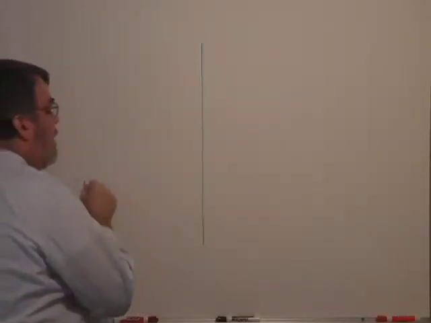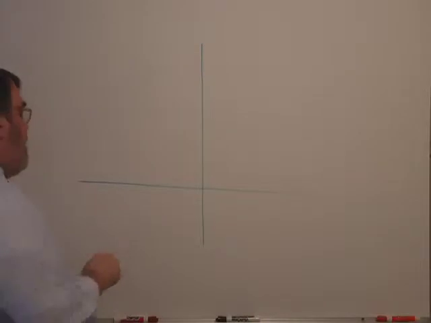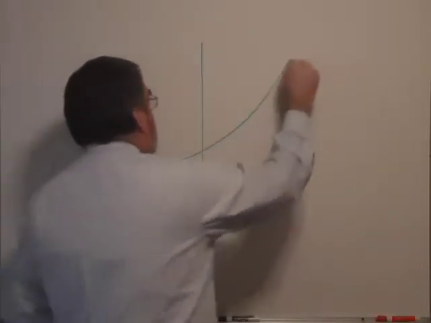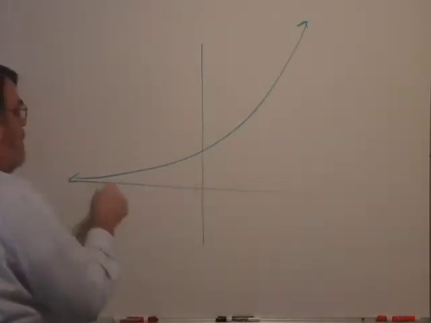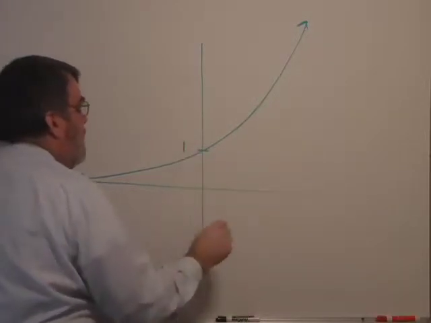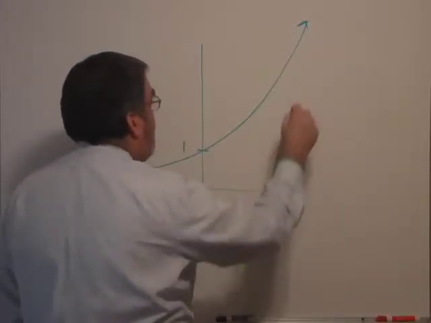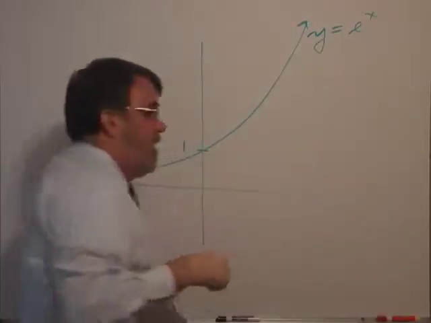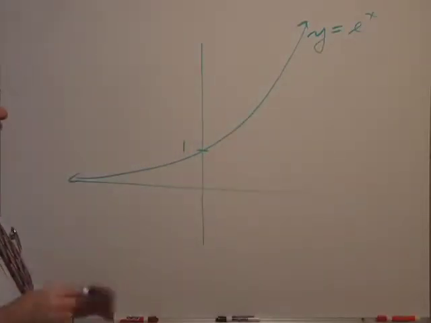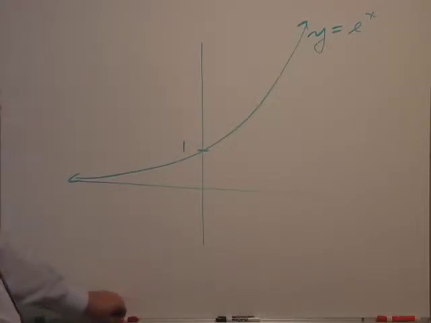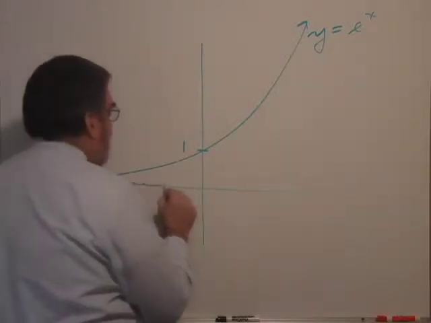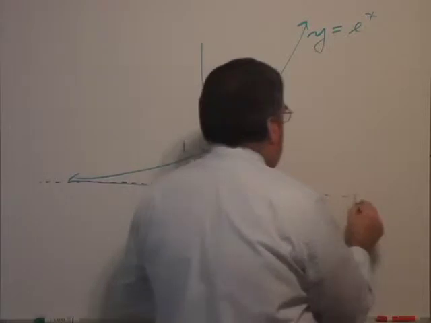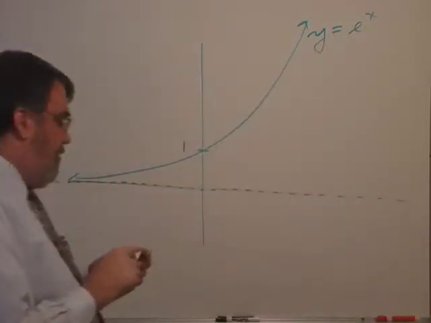If you look at an exponential function, let's look at e to the x. I'm just going to rough sketch it here. We'll say this is y equals e to the x power, where e is our natural base. There's the graph of that exponential function. It's pretty typical. It has a horizontal asymptote along the x-axis.